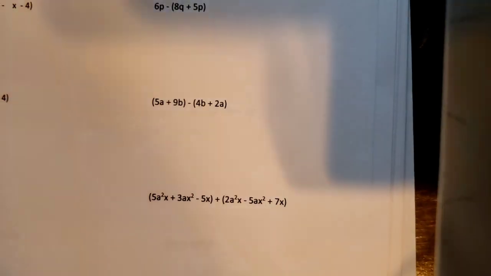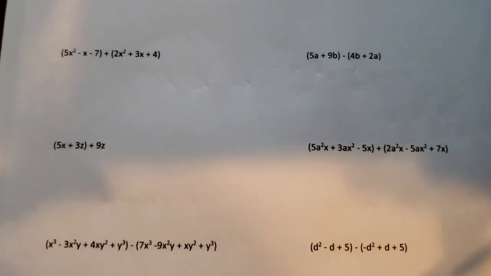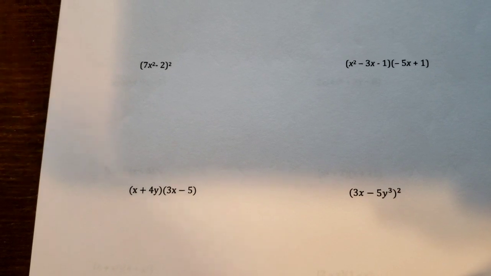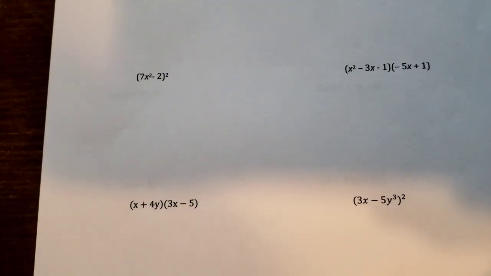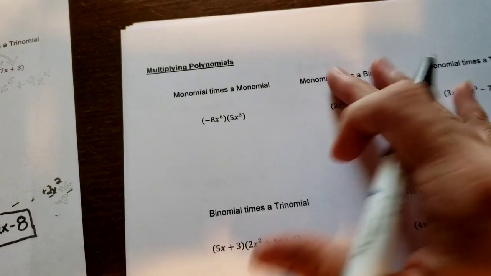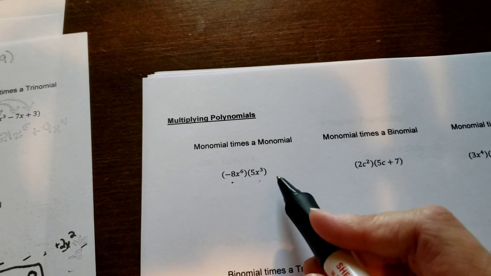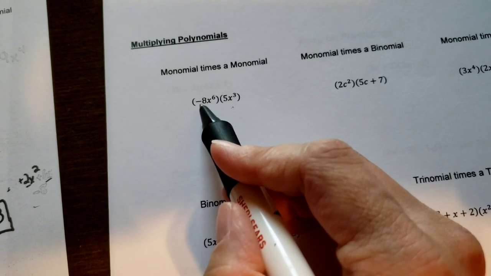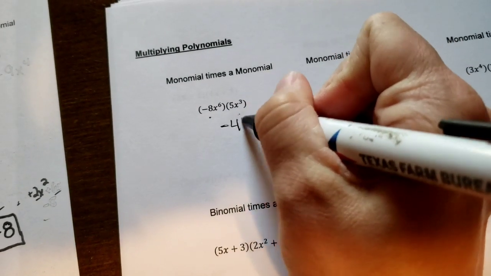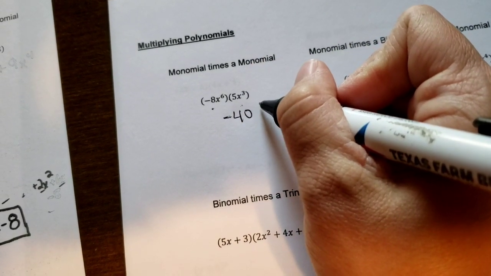After that, you're going to see a page of keep-on-practicing sort of problems. I'll probably work through some of these when we meet tonight. Then we get into multiplying polynomials, okay? So, starting off here with a monomial times a monomial. So it's one term times another term, okay? So what you want to do is multiply those coefficients. Negative 8 times 5 is negative 40. X to the 6 times x cubed, you add those exponents, you would get x to the 9th.